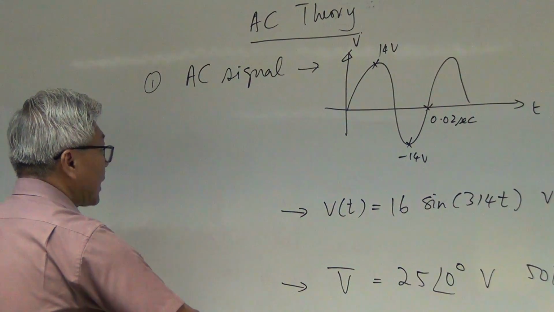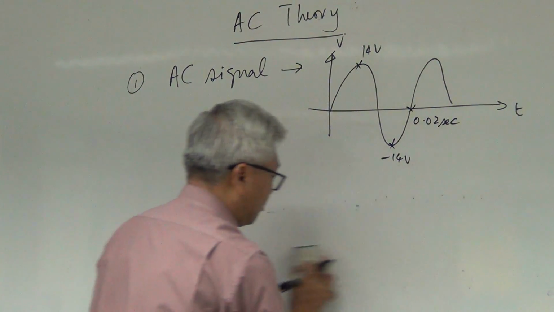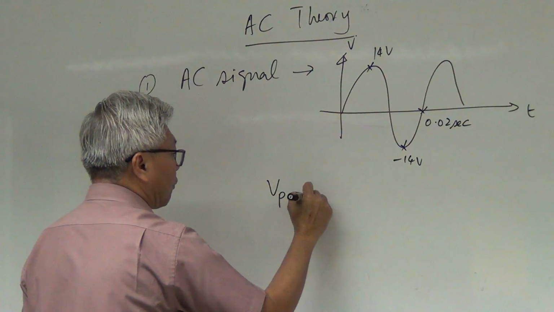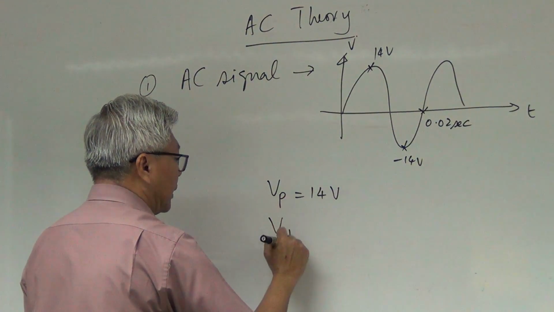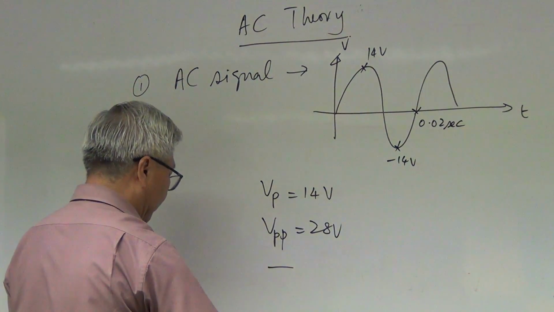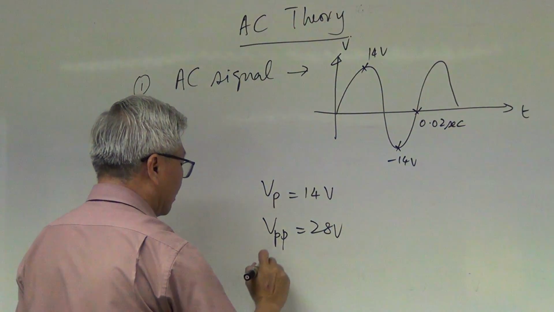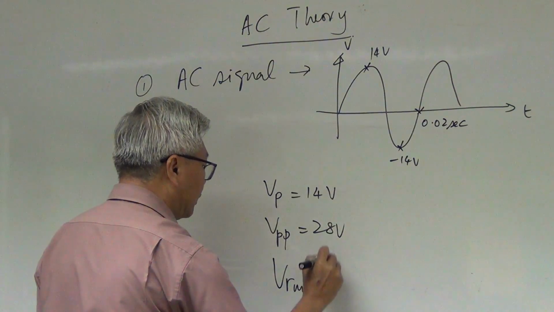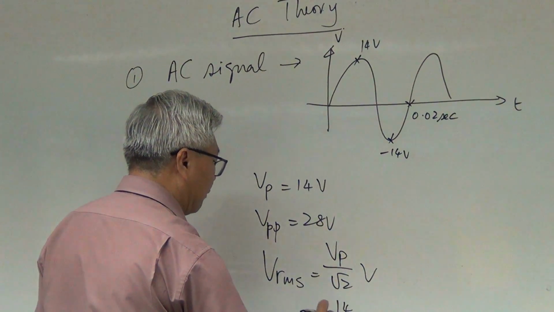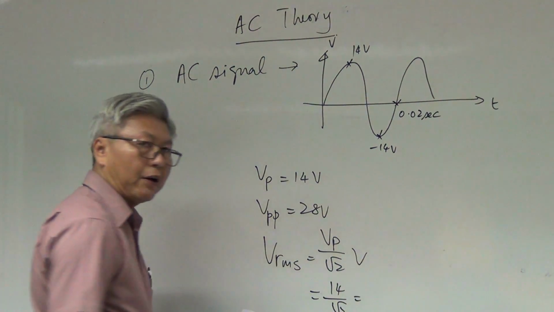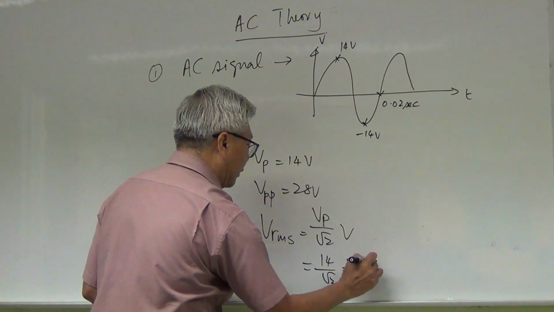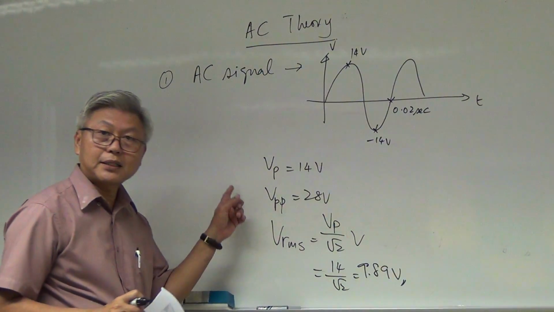Okay? If it is a sine wave form, are you able to tell that the peak voltage is 14 volt, peak to peak is 28 volt, this is double, and the period? The VRMS is equal to Vp divided by square root 2 volts, so it is 14 divided by square root 2, and if I use my calculator, it gives me 9.89 volt, so that's the VRMS.